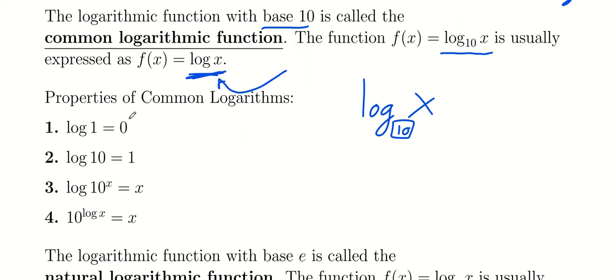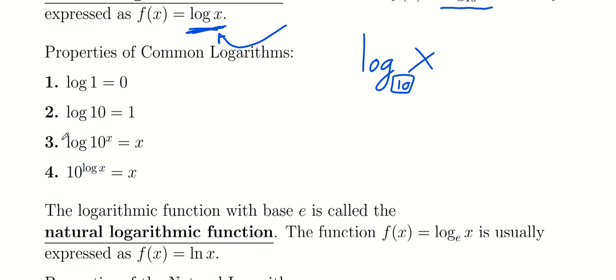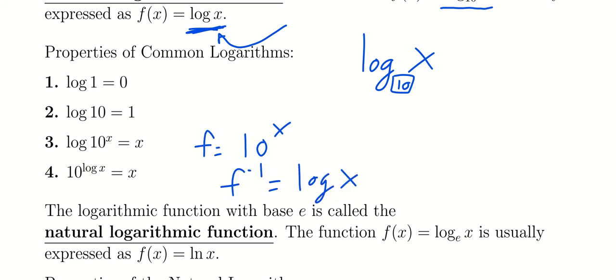Some of the common properties of log base 10 is, once again, log base 10 of 1 is going to be equal to 0 because 10 to the 0 power gives us the value 1. Log base 10 of 10 is 1. And then properties 3 and 4 here just show the inverse nature between the exponential function 10 to the x and its inverse, which would be log base 10, or what we'll call common log of x.